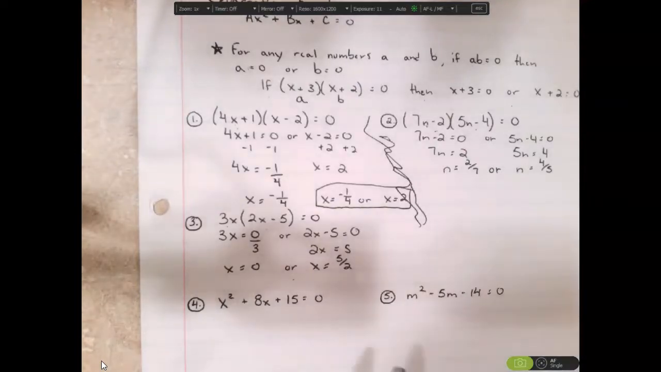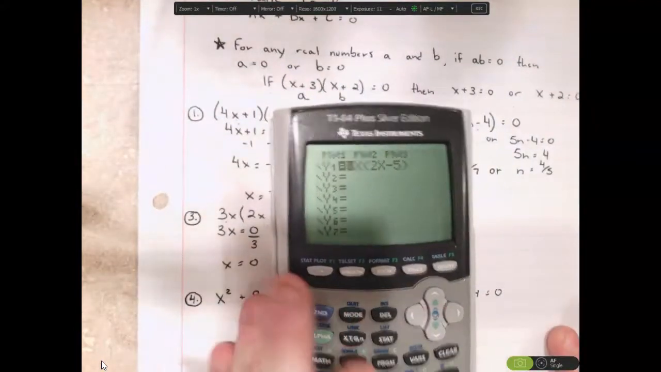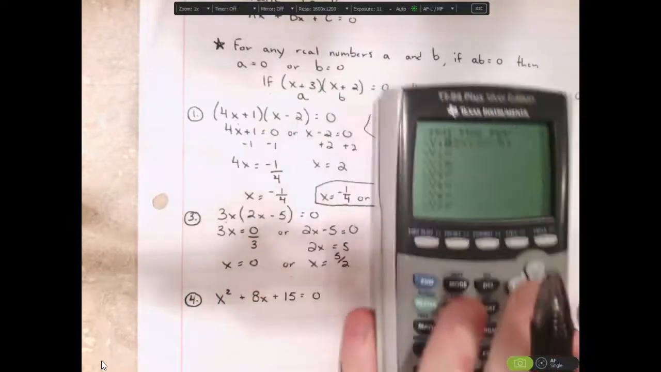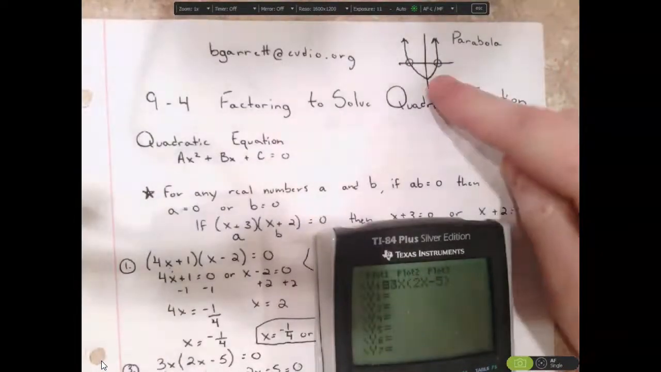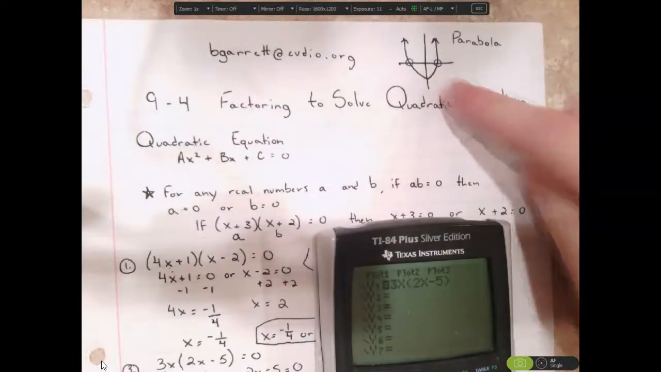Real quick, as we go through these, I did want to show you on the calculator, and again, everyone's is a little different. Whenever we graph these, and I keep talking about a solution, the solutions are where it passes through the x-axis.